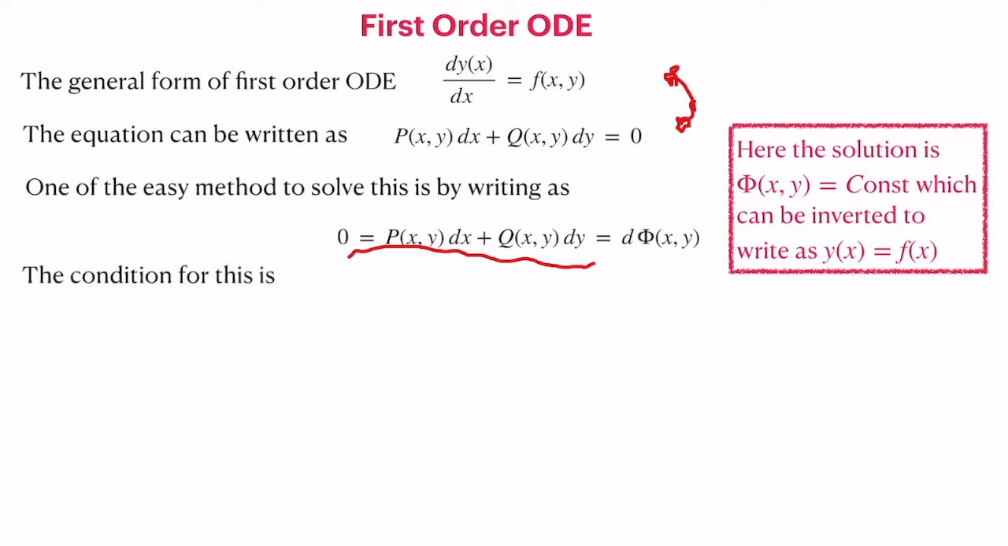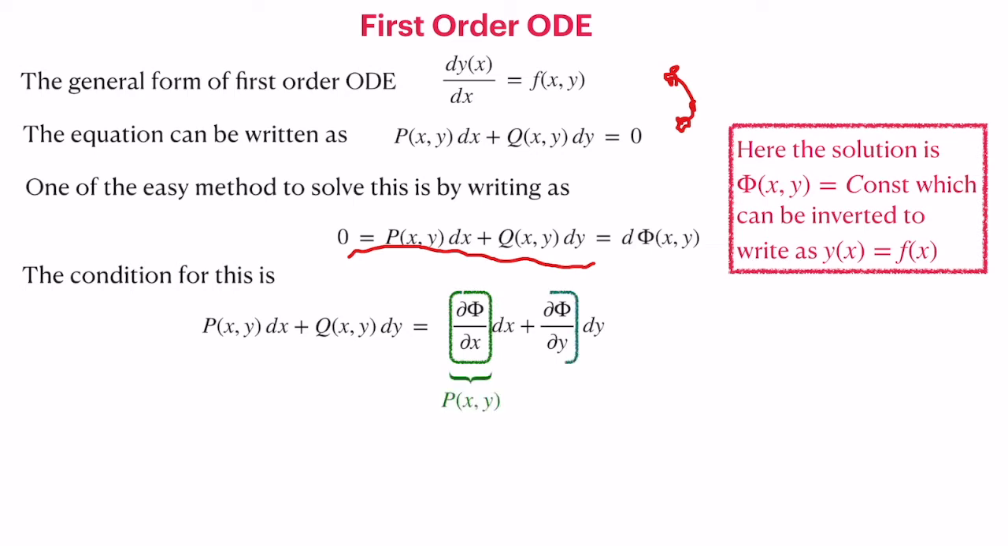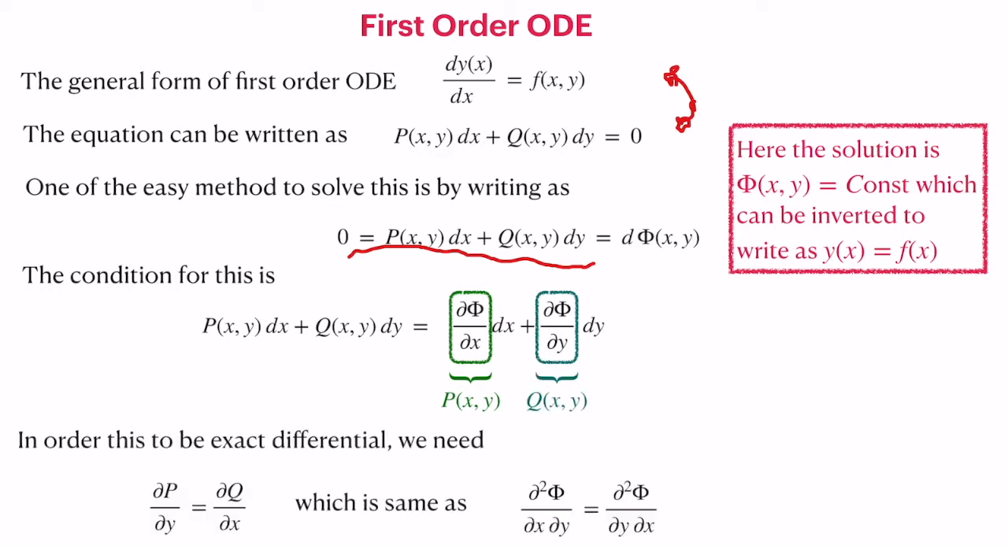The basic idea here is very similar to what we have done in complex analysis. We write p dx plus q dy as a first derivative, that is d phi by dx into dx plus d phi by dy into dy. So this essentially is an exact differential, and here we identify d phi by dx with p of xy and d phi by dy with q of xy. This is one of the easiest ways of obtaining the solution to the differential equation.